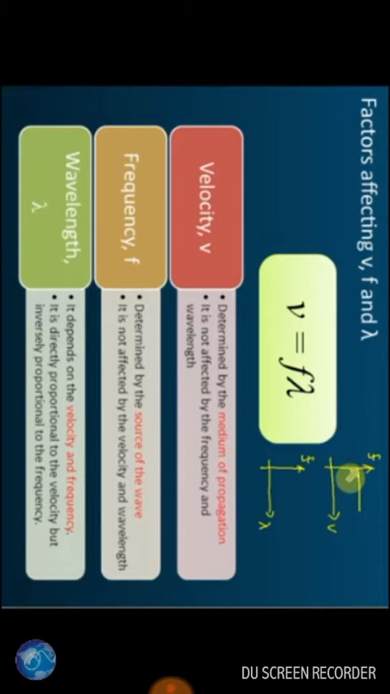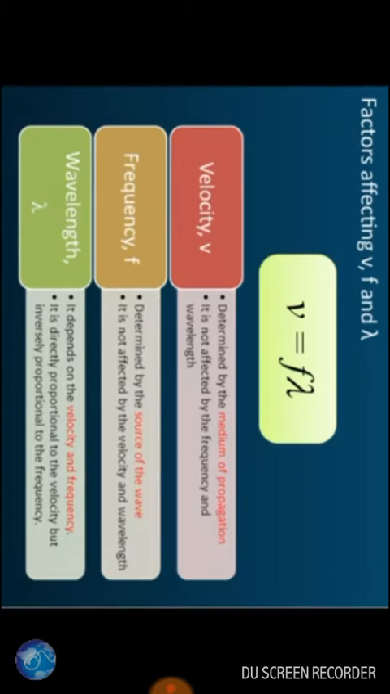The frequency remains unchanged, even though the velocity changes from 0 to a very high velocity. For the wavelength also, it is still the same. The frequency remains unchanged. So the frequency will not change if the velocity or the wavelength changes. Always remember this. The frequency is always constant.